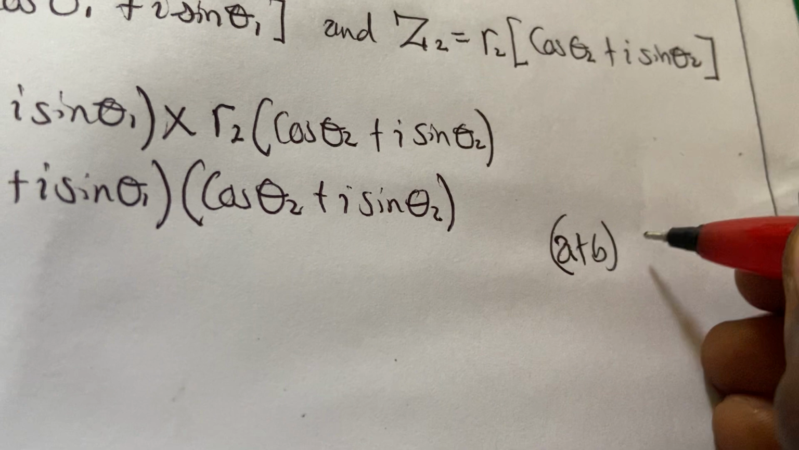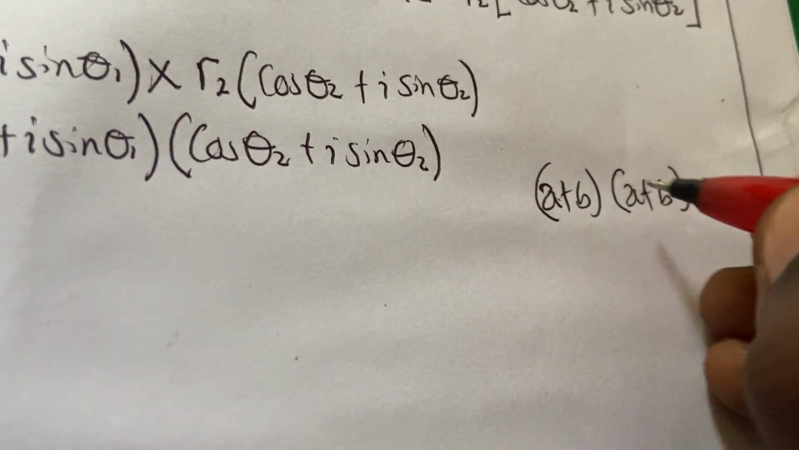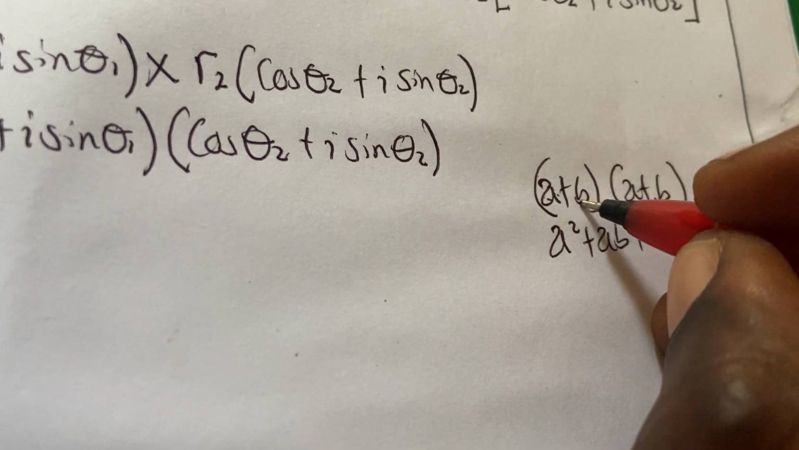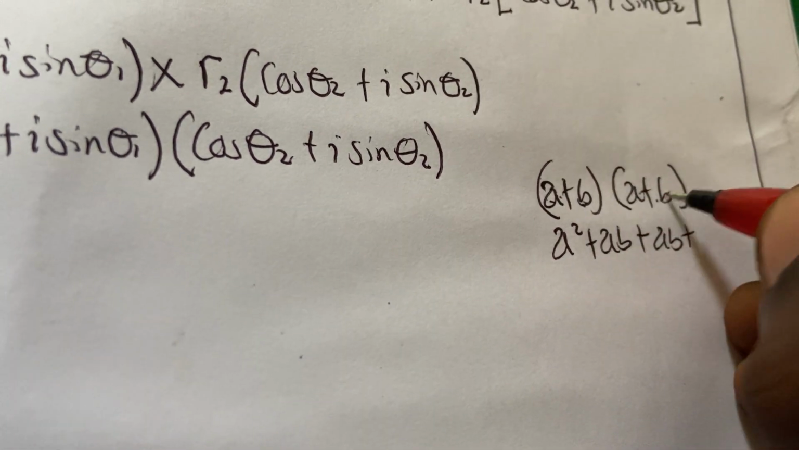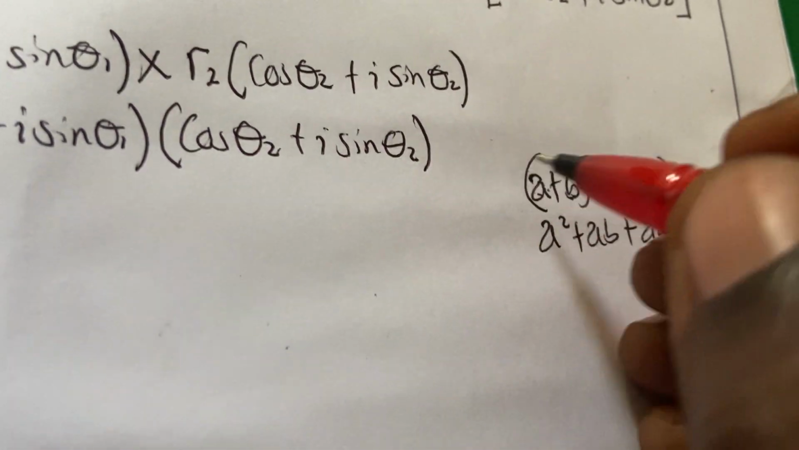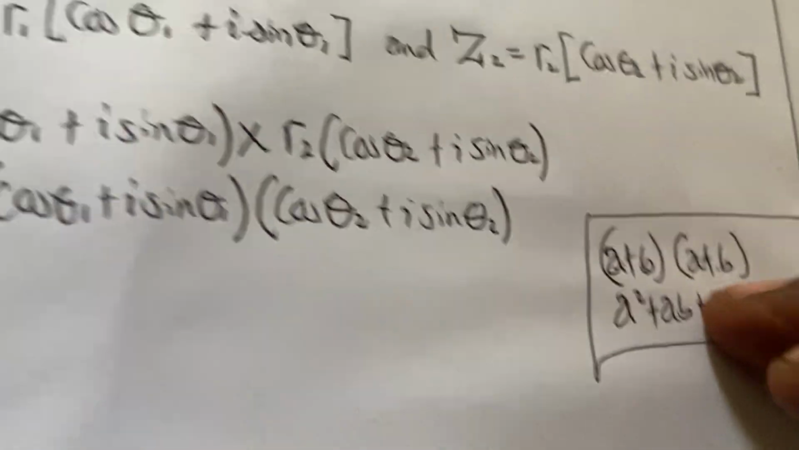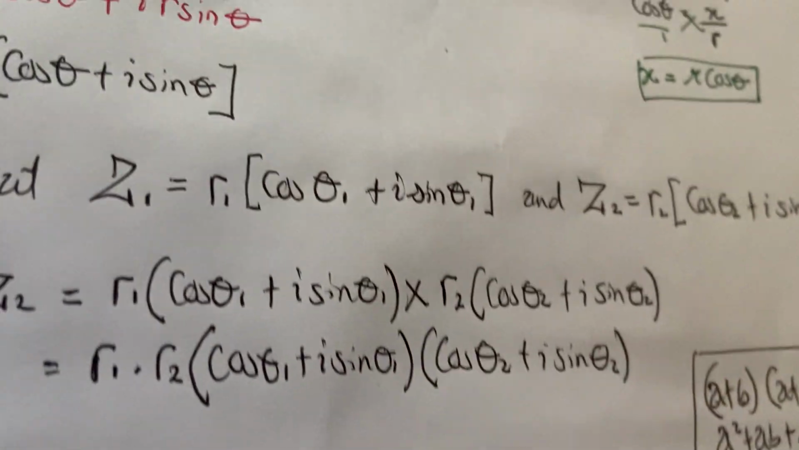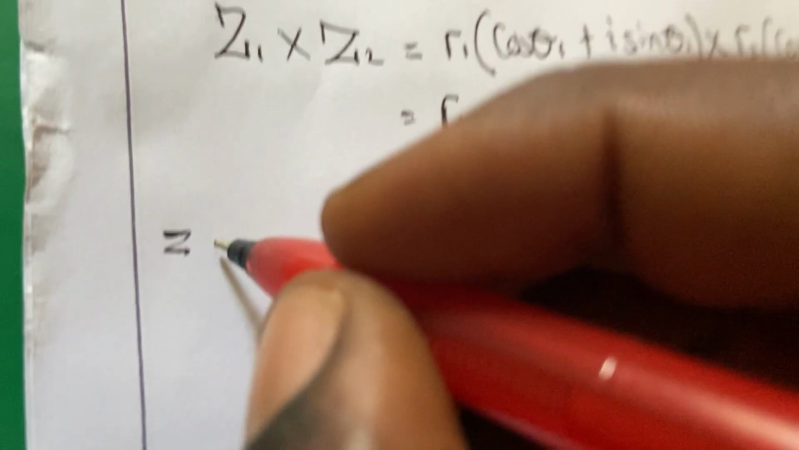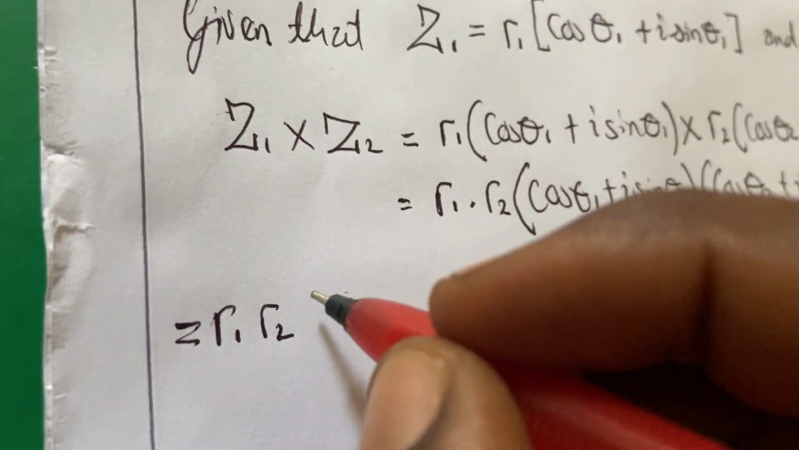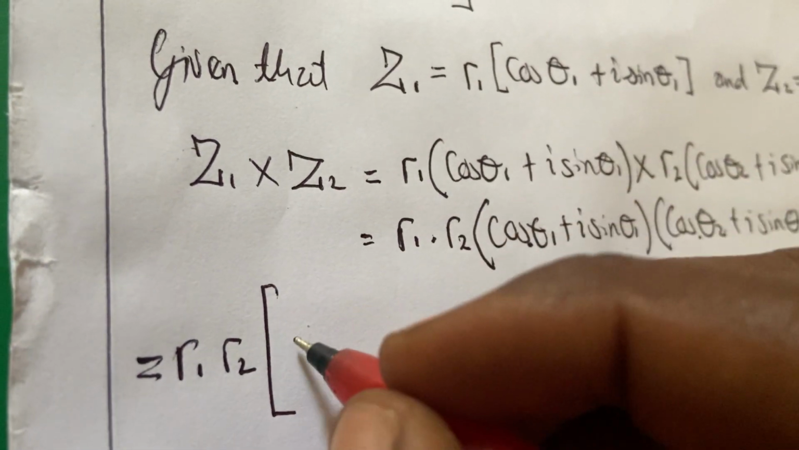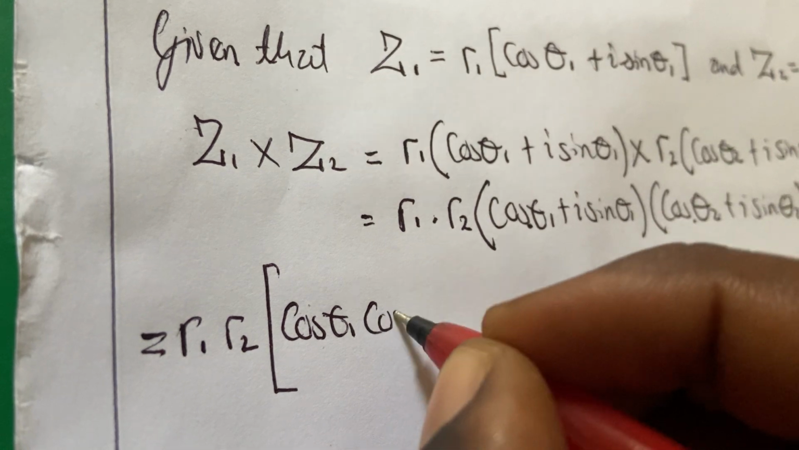From elementary maths, we know that (a plus b) times (a plus b) equals a times a, a squared, plus a times b, ab, plus b times a, ab, plus b times b, b squared. We're going to use this same illustration to expand this. We'll open the brackets. Let's proceed. r1 r2, cos theta 1 times cos theta 2 is cos theta 1 cos theta 2.